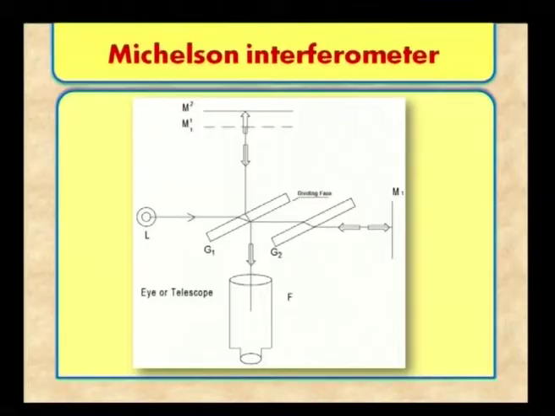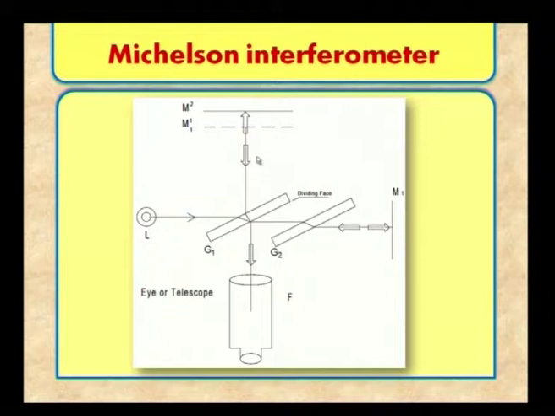That is the reason why it is called beam splitter. And G2 is known as a compensating plate. I will tell you why it is called compensating plate later. So, G2 is another glass plate kept at the same angle of inclination, parallel to G1. G2 will be parallel to G1, and the light coming here will be incident on the mirror M1, and there will be mirror M2.